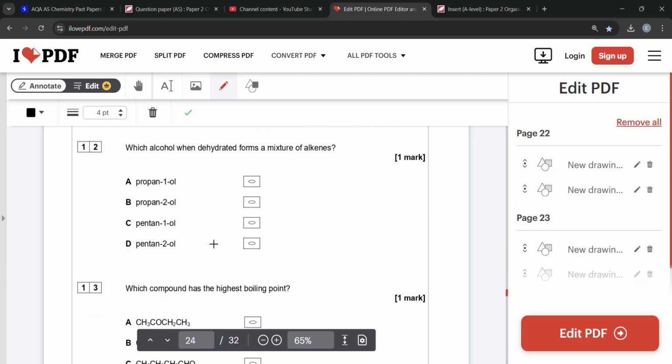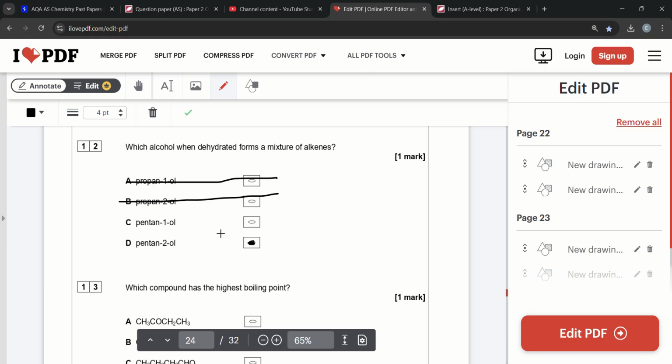Which alcohol, when dehydrated, forms a mixture of alkenes? Now with propan-1-ol, it's not going to form a mixture of alkenes. Same with propan-2-ol. So left with pentan-1-ol and pentan-2-ol. And the answer is going to be D, pentan-2-ol.